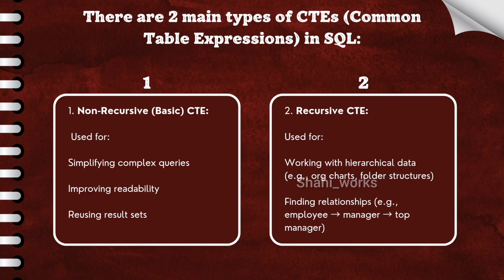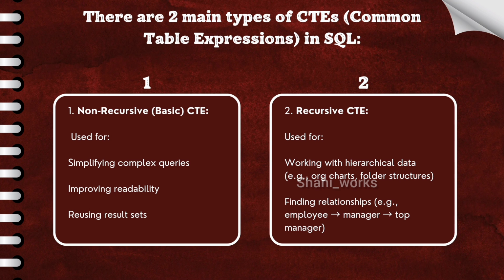Now let's see about the types of CTEs. CTEs are mainly of two types. The first one is non-recursive, which is the basic one, and very easy, and the second one is recursive, which is the second format. This will be quite tough. So coming to the first, the non-recursive basic CTE, it is used for simplifying complex queries. It helps us to improve readability and also helps us to reuse the result set.